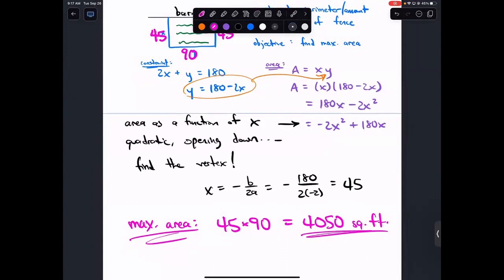If you want, you can also take 45 and plug it back into this area function, right? That would give you the same thing because we found area as a function of x. If we give it an x value and plug in, that would give you the same thing. The maximum area though is that 4,050 square feet.